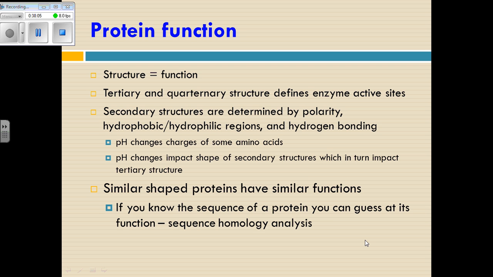So if we know the sequence of a protein, we can use what we call sequence homology analysis. If you have 70 amino acids in a row that are very close to each other, maybe one or two changes in there, especially if the change is hydrophilic for a hydrophilic, then you know what the new protein is going to look like, and so you can take a pretty good guess at what it's going to do.